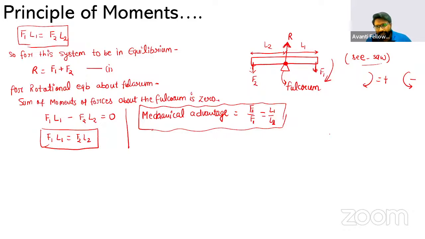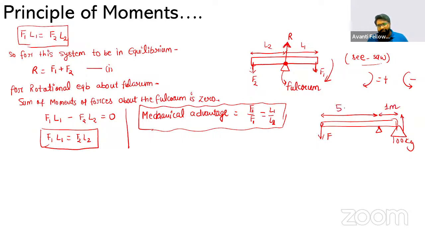So you can lift a 100 kg object. Suppose there is a weighing machine and here the weight is 100 kg, and this is the fulcrum. So you need to adjust the fulcrum so that this distance will increase. So the amount of force that you need to pull this 100 kg will drastically reduce. Okay, clear?